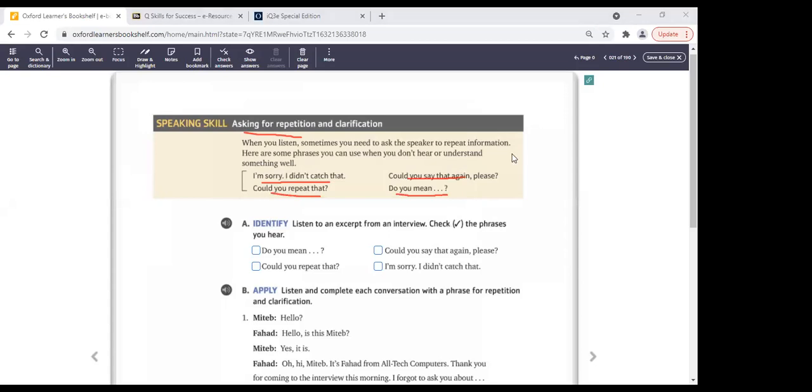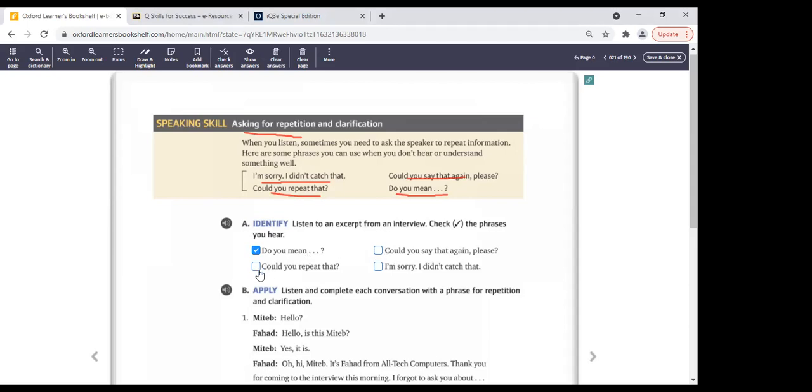Which ones do we hear from these four? We'll do it all together then. Did we hear "Do you mean?" Yes, we did. Towards the end, right at the end, he said, "Do you mean work experience?"